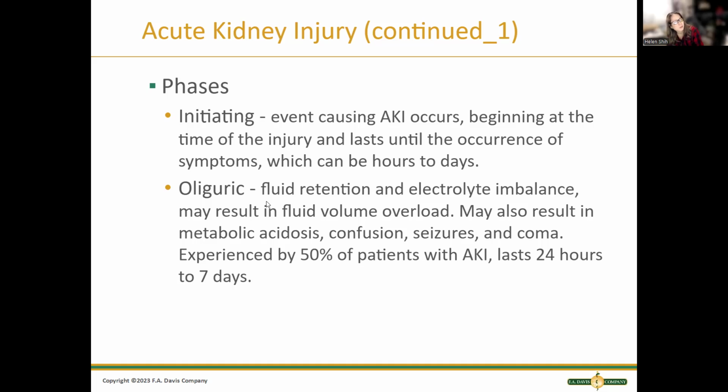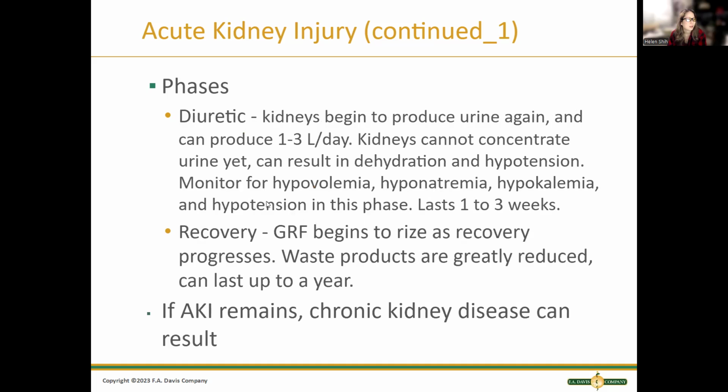The other 50% of patients would then skip the oliguric phase of the acute kidney injury, and so they may not have this. They would go immediately into the next stage, which we'll see shortly. But generally, this phase lasts anywhere between 24 hours to 7 days. The next phase is the diuretic phase, in which the kidneys begin to produce urine again and can produce anywhere between 1 to 3 liters per day.